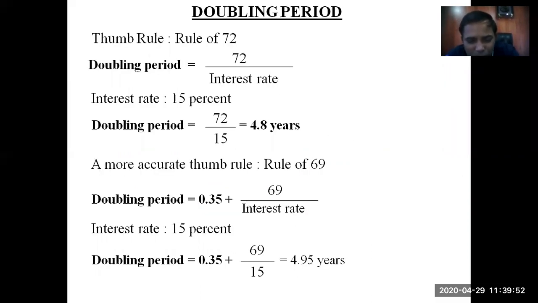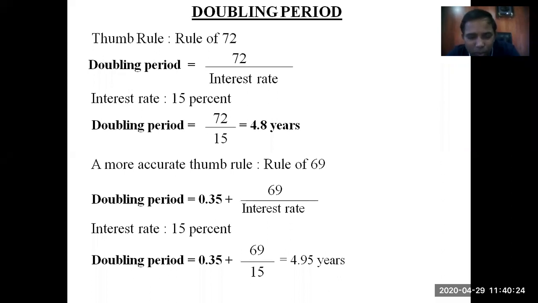We discussed the doubling rule. The thumb rule is 72. The alternate rule is 0.35 plus 69 divided by interest rate. The more accurate answer will come from the second method compared to the first one. But the first one is quite easy to calculate because the rule of 72 says 72 divided by the interest rate, and the outcome is the period in which any amount invested will double. So this is an approximate answer.